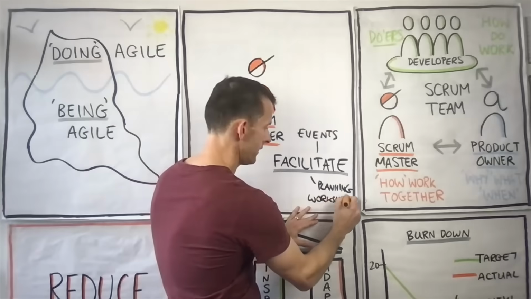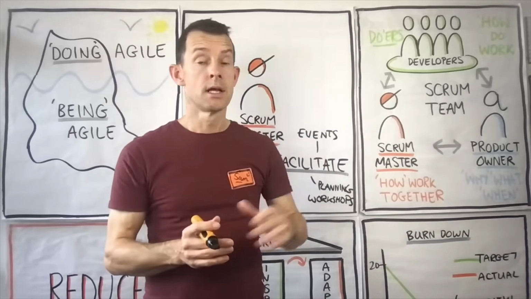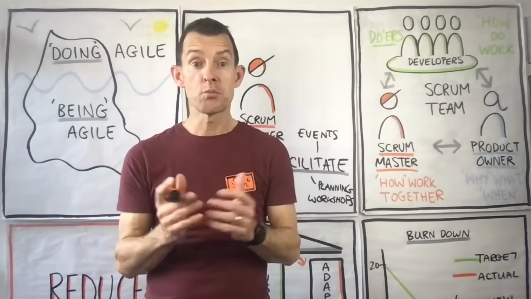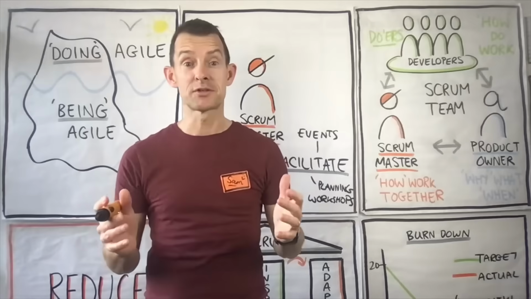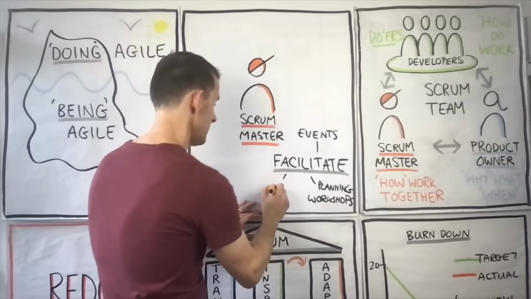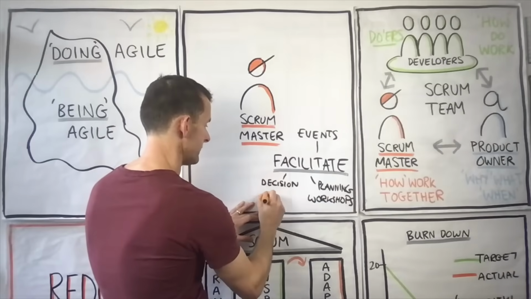And the third thing that they facilitate, which you may be surprised about, is decision making. So the Scrum team are self-managing. And as humans, when you put a bunch of us together to make decisions, we struggle. So the Scrum Master's job is to have some great techniques to help the team make decisions. So decision making is the third part of facilitation.